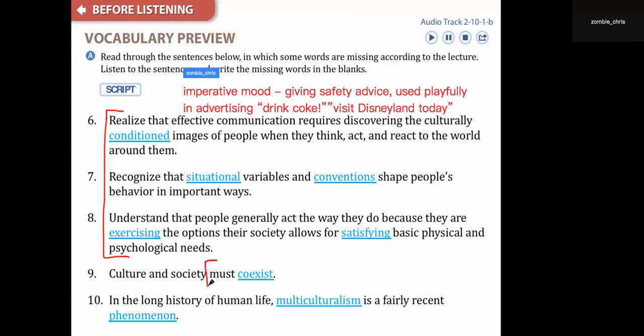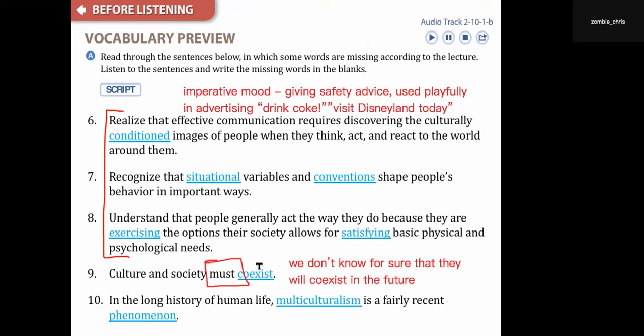As an alternative, you can actually use the modal verb must. So culture and society must coexist. This is a little bit softer, because although we make the statement it must coexist, we don't know for sure that they will coexist in the future. So when we use the modal verb, we make a statement, but we don't know for sure that they will coexist in the future. So they must coexist, but we don't know for sure that that is exactly what will happen in the future.